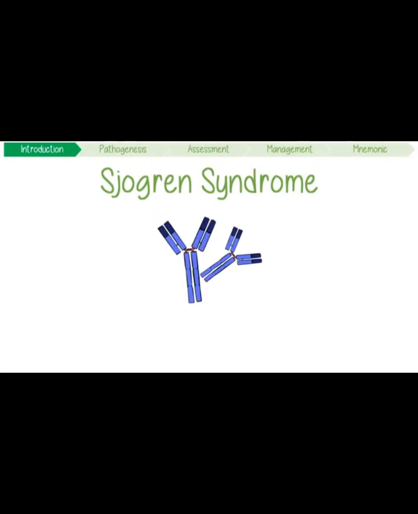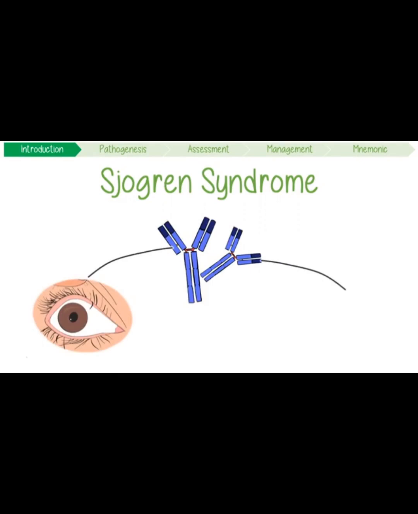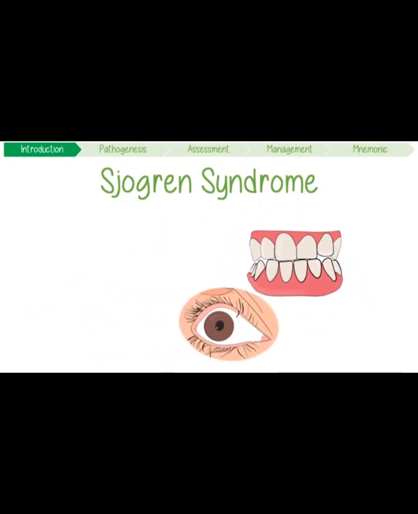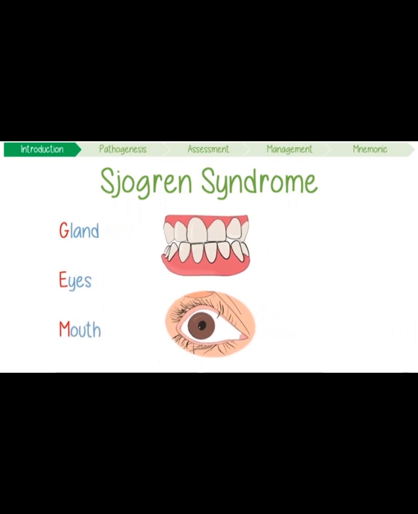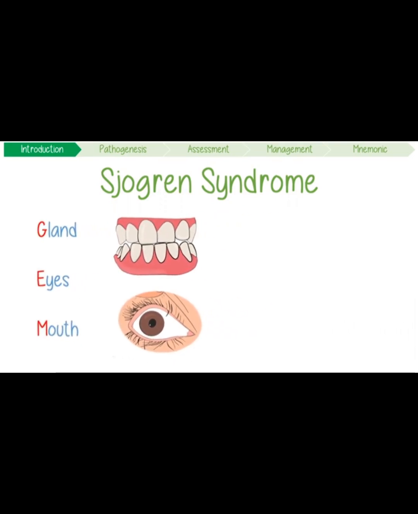So, Sjogren's syndrome is an autoimmune disease that targets the lacrimal gland, or crying glands, and salivary gland. This results in a constellation of symptoms which includes glandular enlargement, dry eyes, and dry mouth. It also involves some extraglandular tissues, like lymphoma.